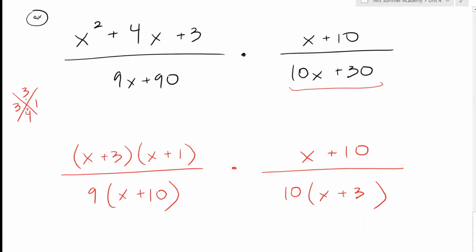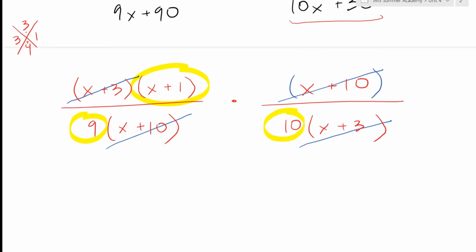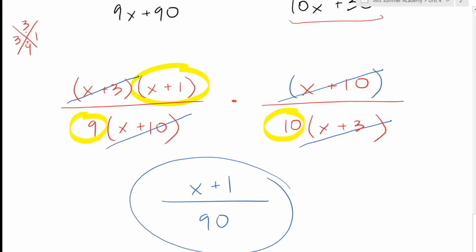So if I see things that match up, so x plus 10, x plus 10, x plus 3, x plus 3, and then kind of look around, am I left with anything else that can cancel? Let's see, what's left? Got this, the 9 and the 10. Nothing else happening, so let's bring it all together. X plus 1 on top and on bottom, 9 times the 10 makes a 90. So my final answer of x plus 1 over 90.